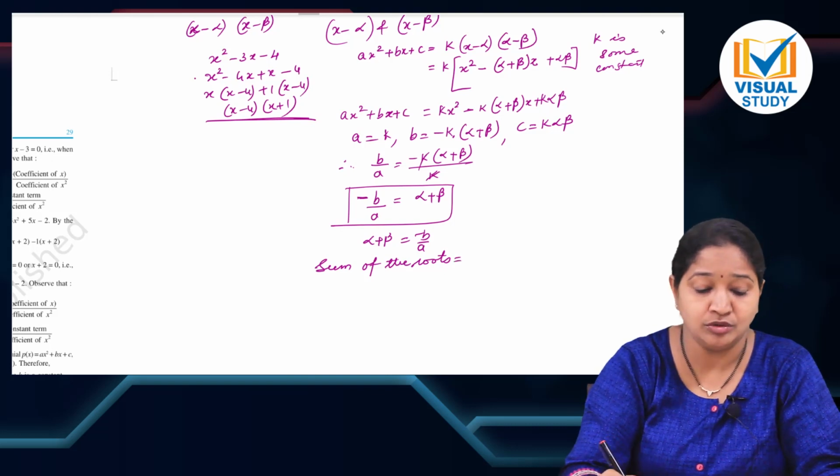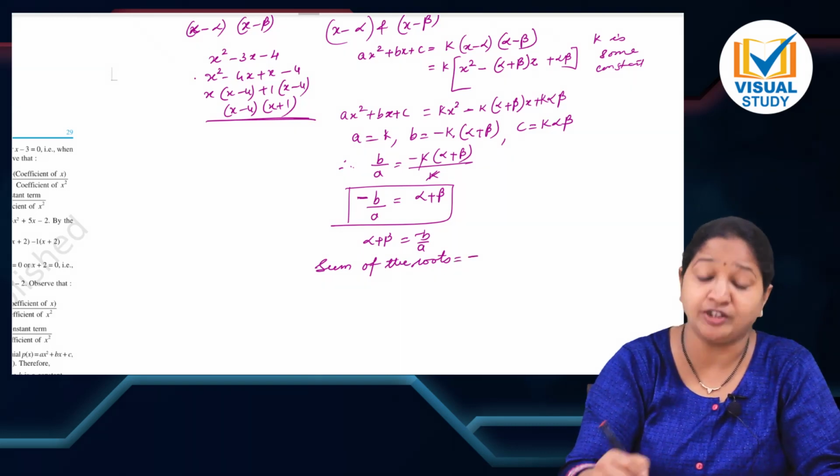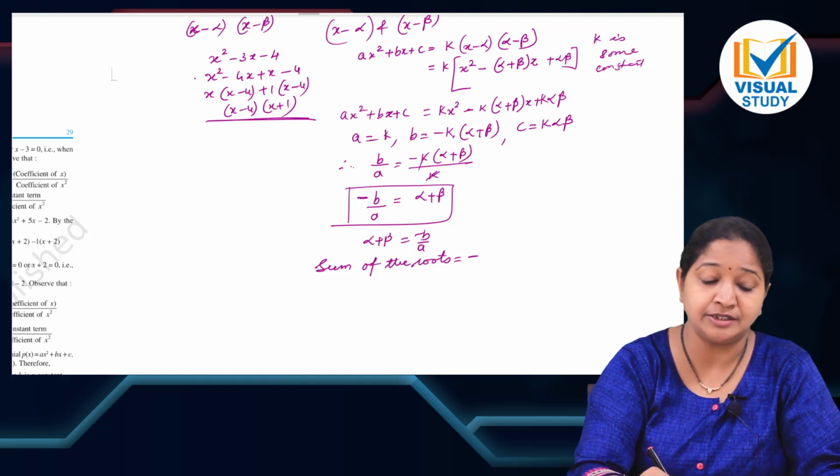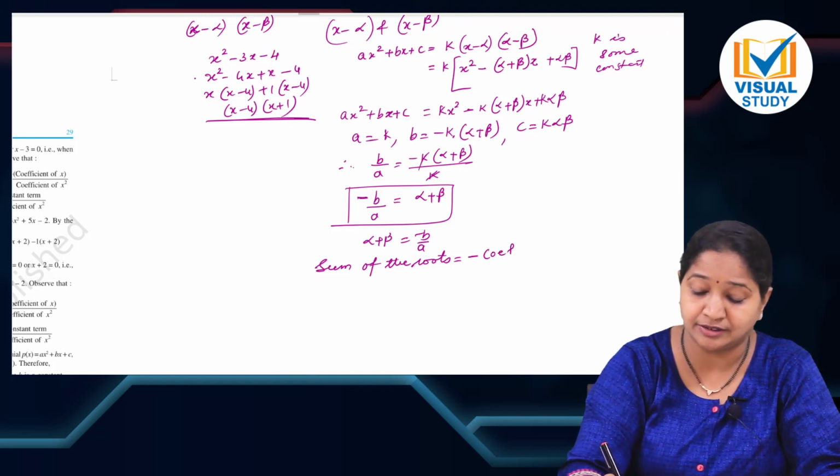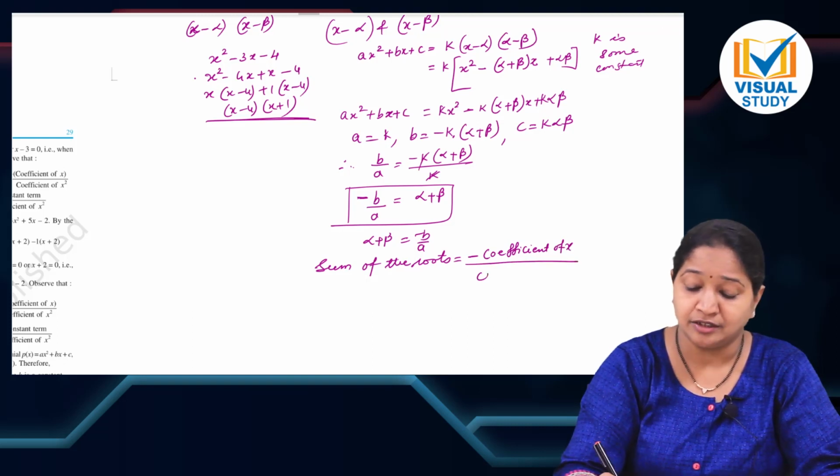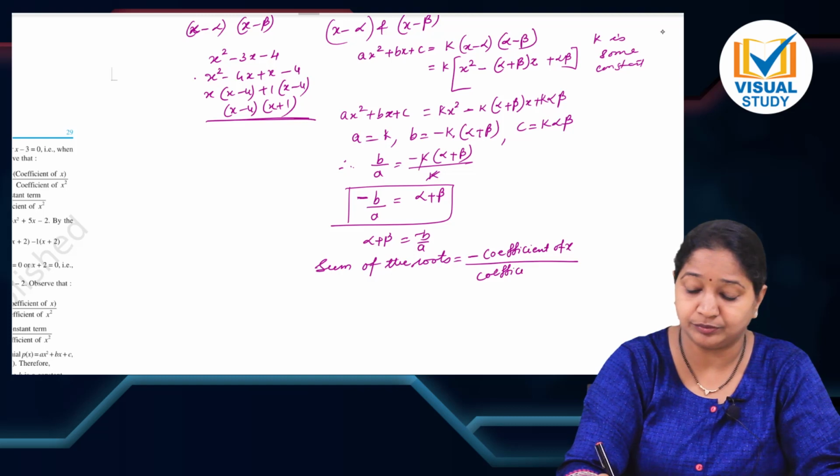Sum of the roots is equal to, what is your b? Here b is the coefficient of x, minus the coefficient of x upon, what is a? The coefficient of x squared.